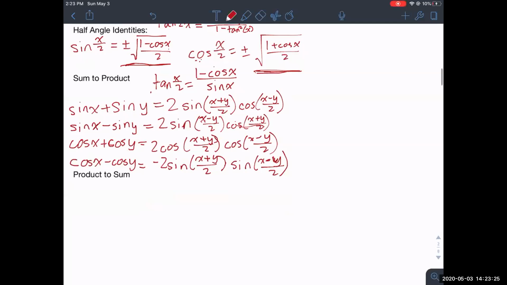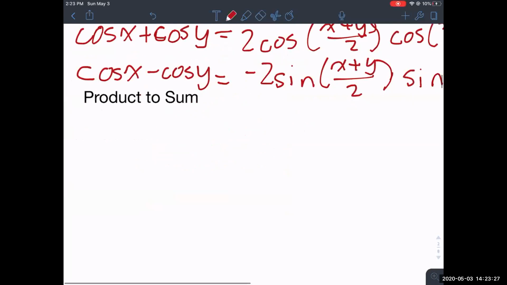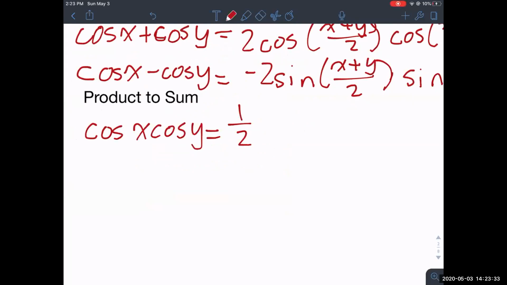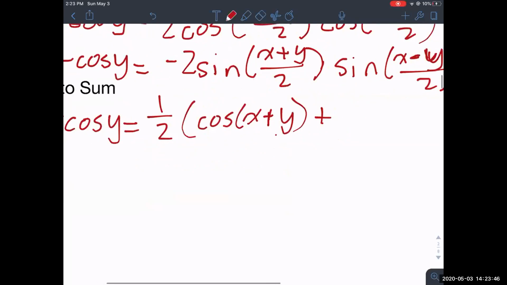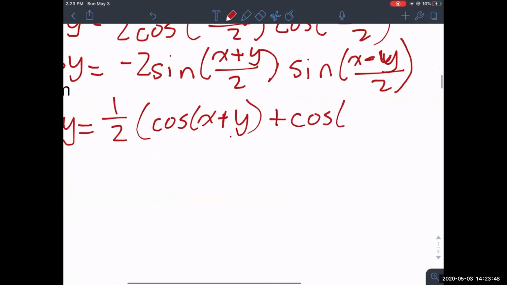And last, product to sum. Cosine x cosine y is equal to 1/2 times cosine of (x plus y) plus cosine of (x minus y).